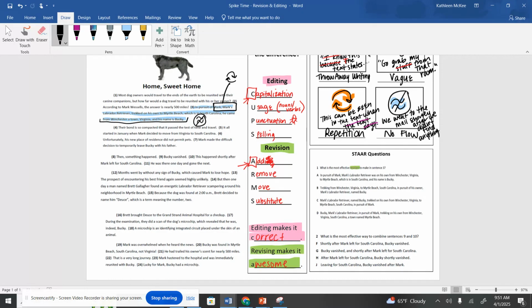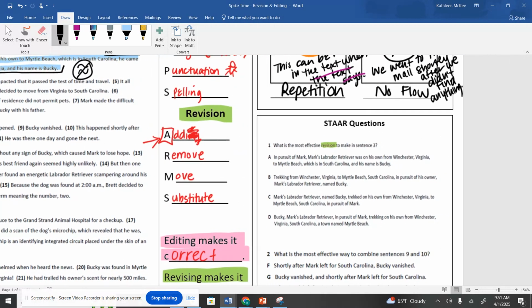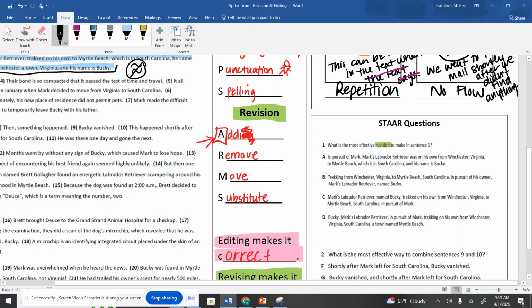So let's look at how we could make this better, A, B, C, and D here, okay? In pursuit of Mark, Mark's Labrador Retriever, there we go with that repetition again. So it's probably not going to be A. Trekking from Winchester, Virginia to Myrtle Beach, South Carolina, in pursuit of his owner, Mark's Labrador Retriever named Bucky. That sounds like no flow because you're thinking to yourself at the end, what about it, right?